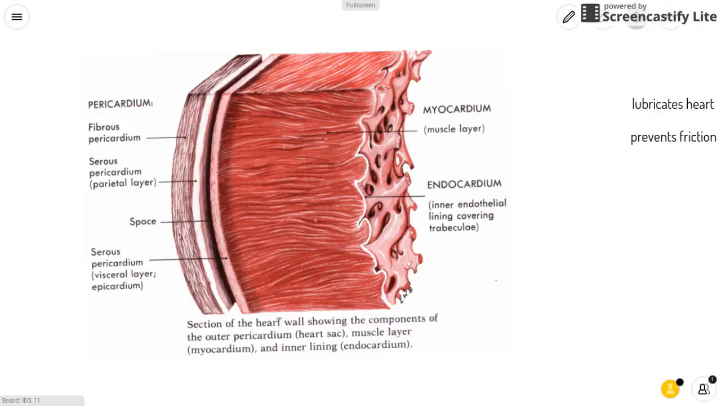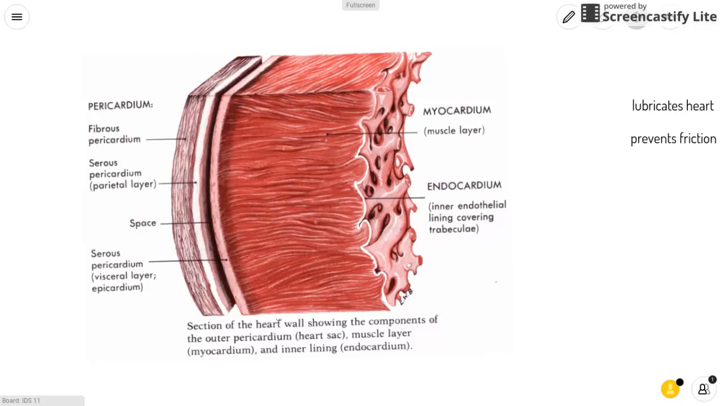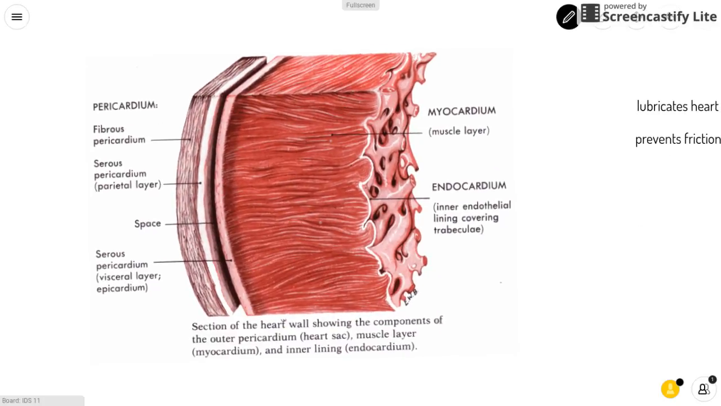It's made of 2 layers, the visceral layer and the parietal layer. The visceral layer covers the outside of the heart. This one here. Oops. Oh, JK. I lied. This one is the visceral layer, and the parietal layer forms a sac around the outside of the pericardial cavity. So this one.